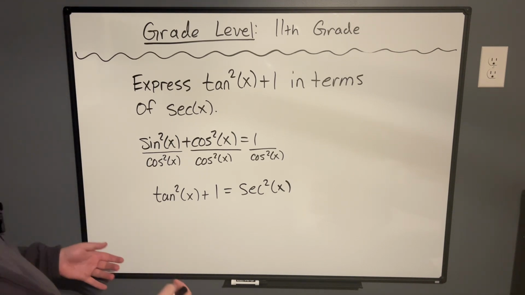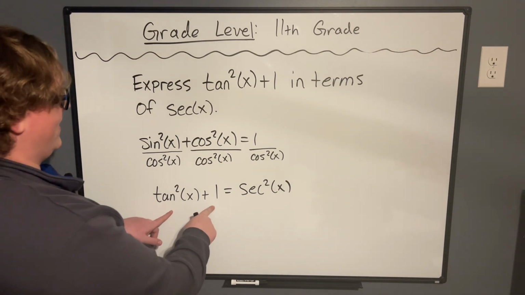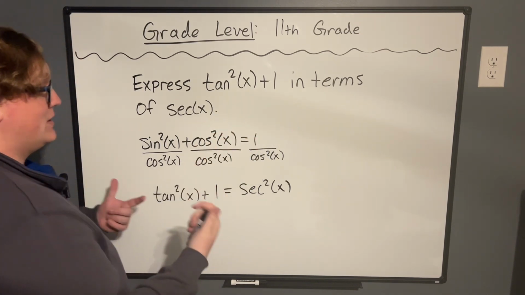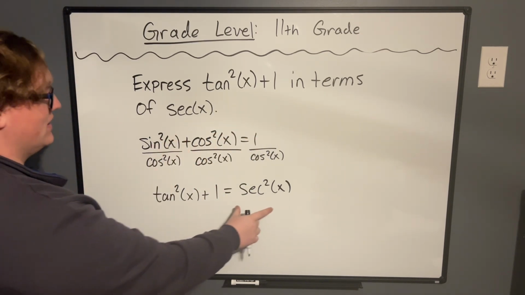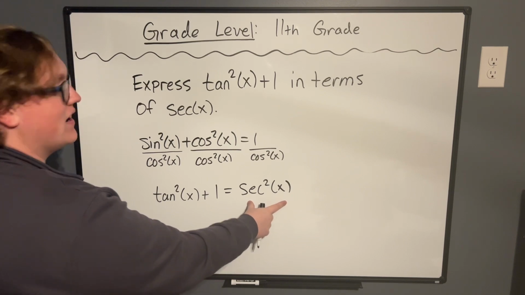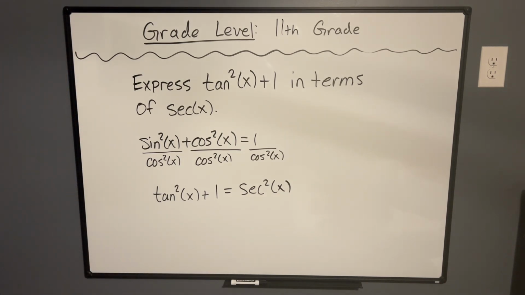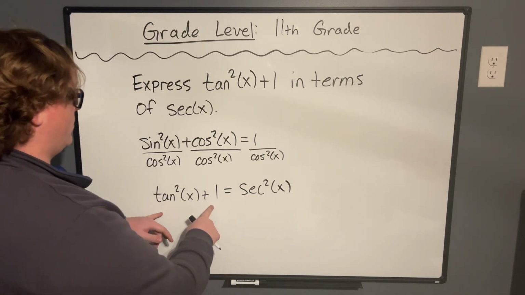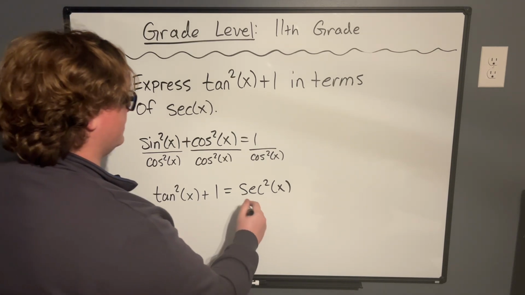But if you notice, what do we have here? Tangent squared x plus 1. Well, that's exactly what we had here. And it's expressed in terms of secant x because it's actually equal to secant squared x. So if you remember that identity, this one would probably be the easiest question of all of these for you. You didn't even have to do anything. But we had to actually derive it here, but we get that tangent squared x plus 1 is equal to secant squared x.